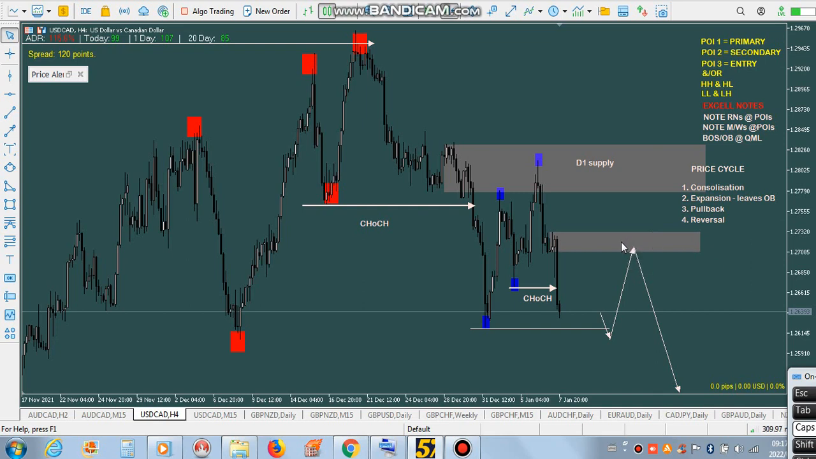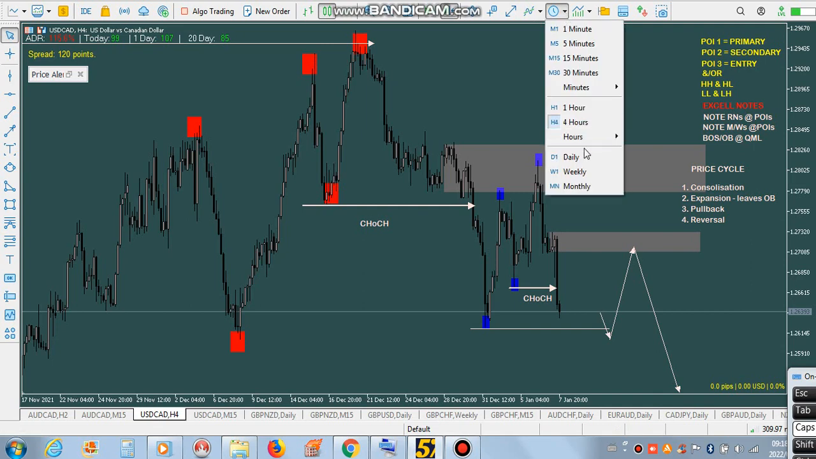So that is my plan concerning the USD Canadian dollar. I'm expecting price to pull back into this supply zone and then it sells off. As to the TP, guys, it's too early to tell because it's going to be determined by how price is going to move from here going back up to the supply zone. Then I can tell where I should be taking my profits from.